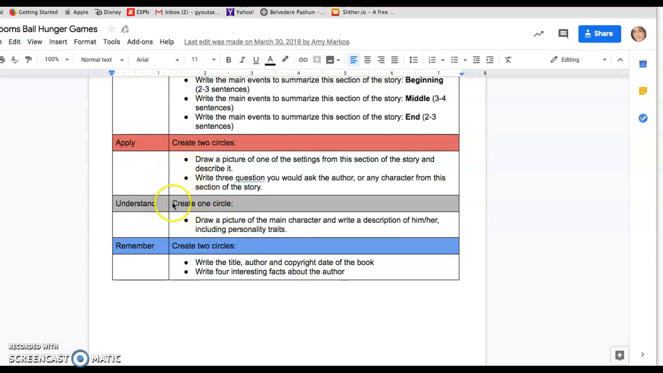The next layer, we are on to understand, and we will use 1 circle. This is where you're going to use your artistic abilities and draw a picture of the main character, which is Katniss, and write a description of her, including her personality traits.